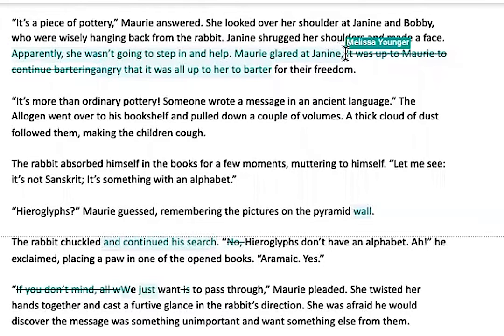Okay, so I had originally just had a quick sentence there. It was up to Mari to continue bartering for their freedom, but it needed to be a little bit more specific to show what was in the character's head. So this whole chapter is from Mari's perspective. So we need to know why Mari is deciding it's all up to her, and also just give a little emotional insight there, show that she's angry at her sister for not helping because Janine's her older sister.